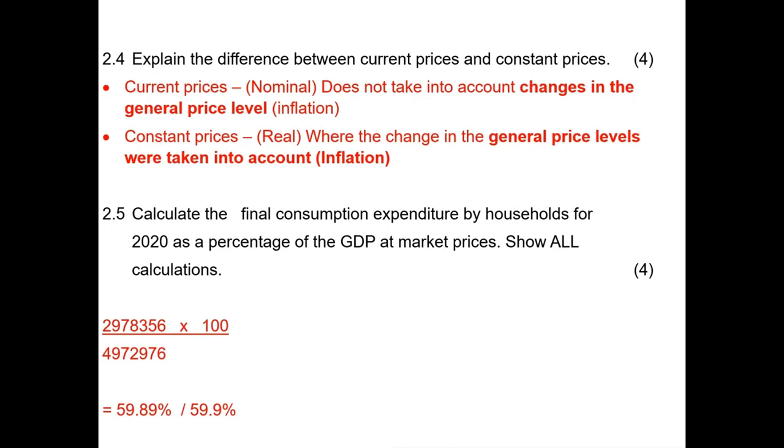Sorry, 1 mark for the figure for final consumption expenditure divided by the total figure, which is 4,972,976, multiplied by 100 divided by 1, and your final answer would either be 59.89% or 59.9%. Thank you so much for that, guys.